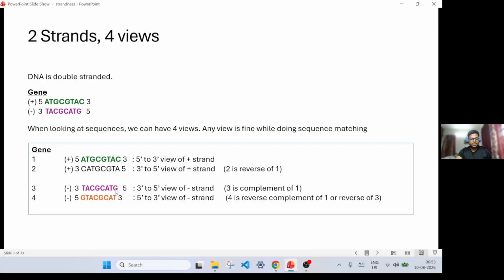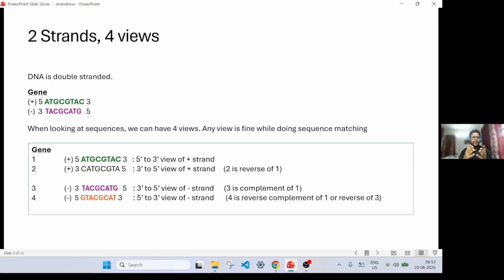Now this is the negative strand, the purple one, which is the complement of the plus strand. Now you are viewing it from the 3' to 5' direction. And if you just reverse it, you will see the 5' to 3' view of the negative strand. So that's two strands, but you can see them in four views.